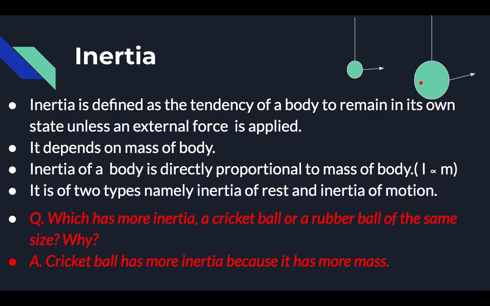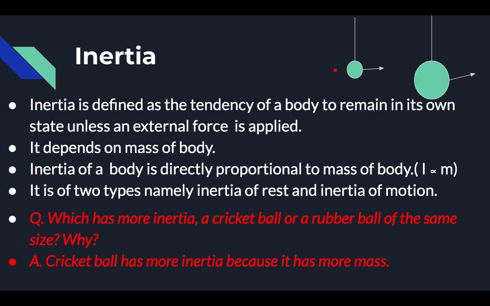So here, what you can see is more mass, more inertia, less mass, less inertia. Means the relationship between inertia and mass is similar. Means the relation is the same, and such a relation is called directly proportional. That's why you can see inertia of a body is directly proportional to the mass of the body. In symbolic form, I, the inertia, is directly proportional to the mass of the body. Means more mass, more inertia, less mass, less inertia.